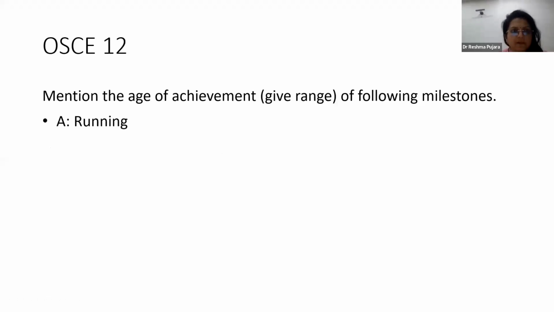Okay, some developmental questions. Mention the age of achievement. Give me a range of the following milestones. You don't have to give one number, just give the range, because every child is different, so there should be a range. Running? 15 to 18 months, around 18 months, okay. 18 months to 2 years. Good. 18 months to 2 years is the correct answer.